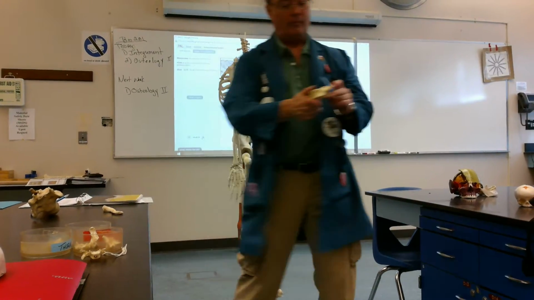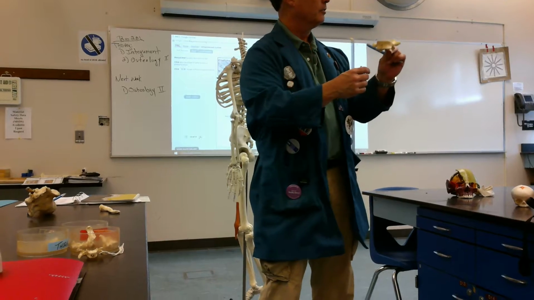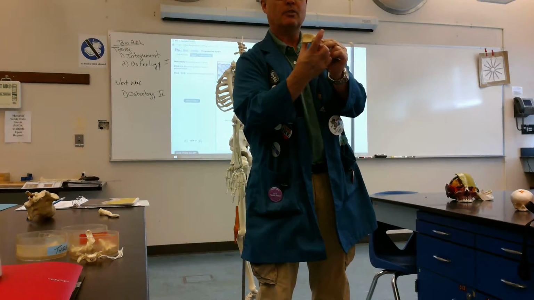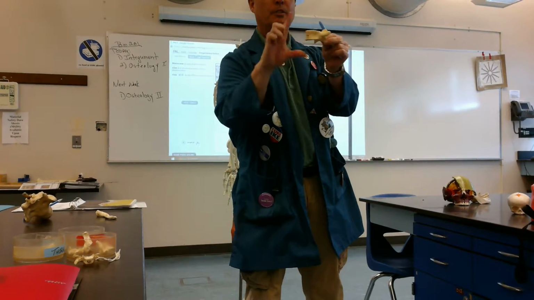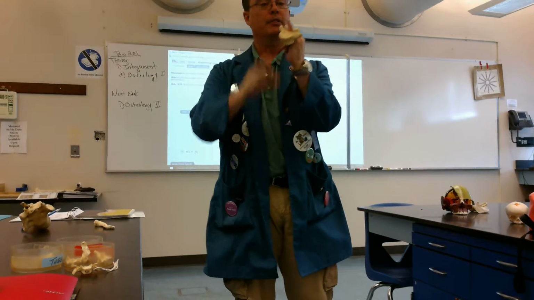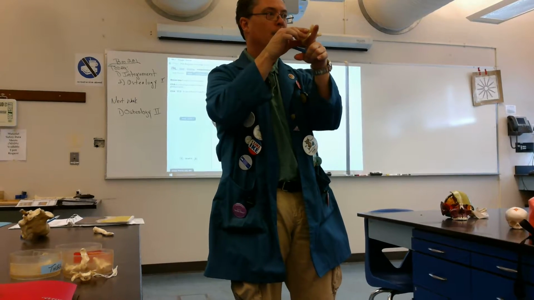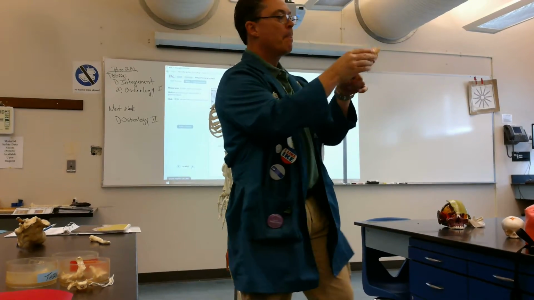Okay. So they all have, what's this called? Spinous process. What's this called? Transverse process. What's this called? Body. What's this called? Vertebral foramen. What's this one called? Intervertebral foramen. They all have that.